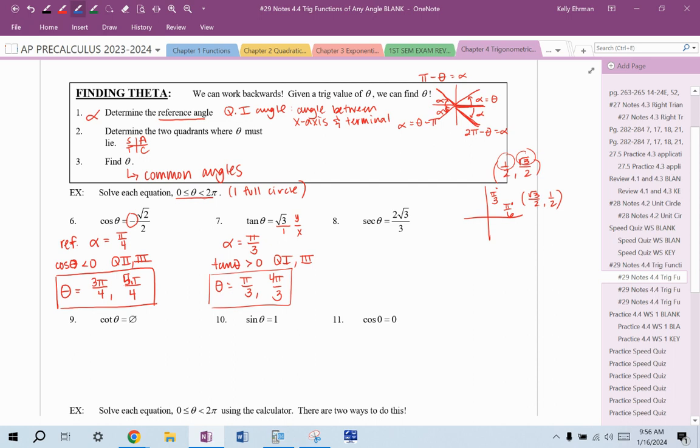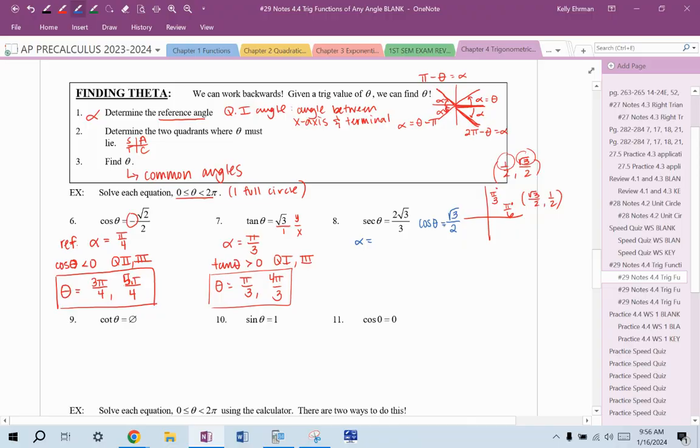Okay. Secant theta is 2 radical 3 over 3. Remember, that means that cosine theta, you can flip this around if you want, this has been rationalized. That's the rationalized version of radical 3 over 2 before it got flipped. So really I'm saying secant theta equals 2 radical 3 over 3. I like to just think of this. So what is my reference angle?